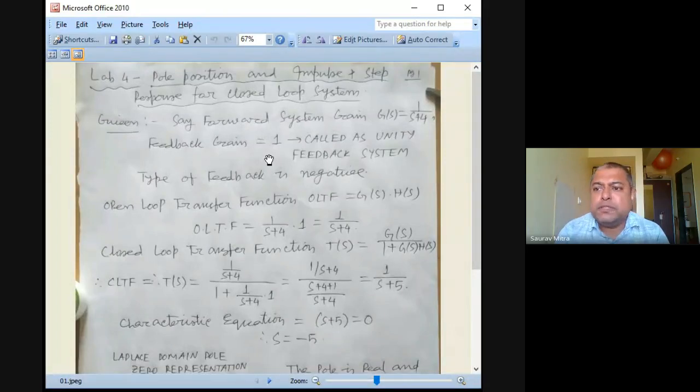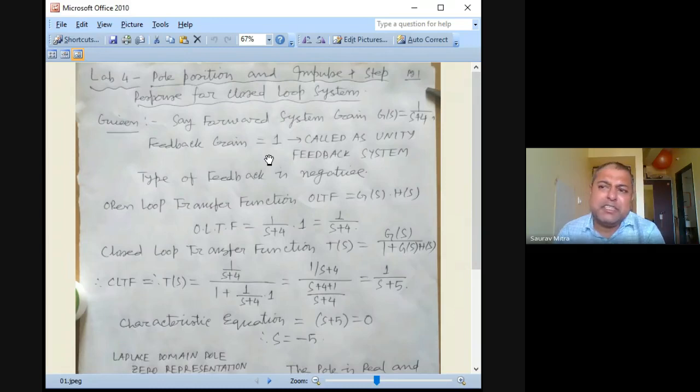That is, I go to purchase 1 kg of sweet, and in the name of feedback, in the name of testing, I eat the whole 1 kg. So what will you bring home? Nothing. Exactly the same thing happens here. If all the outputs are taken and brought back to the input, output is C(s), the whole C(s) is brought back to the input, then it is called 100% feedback. H is equal to 1.